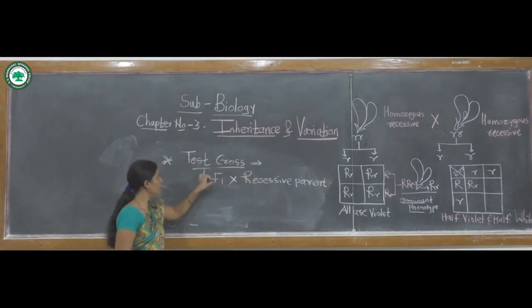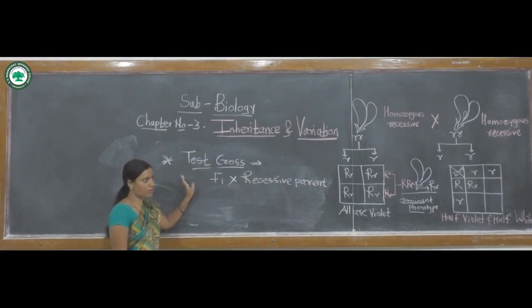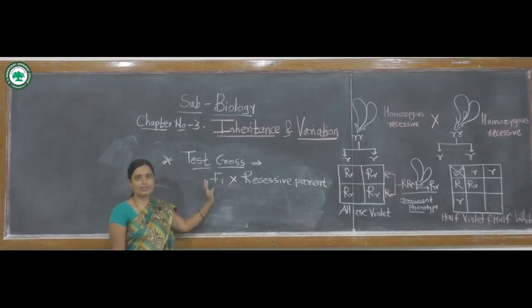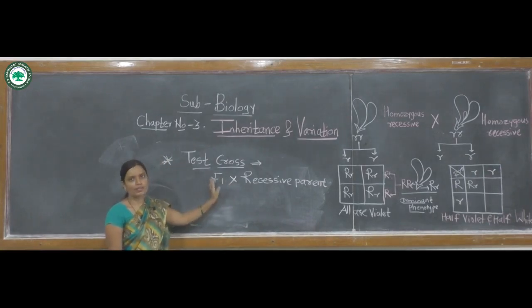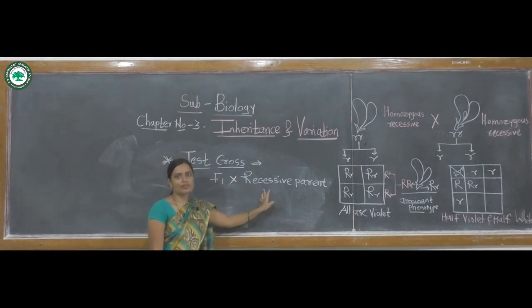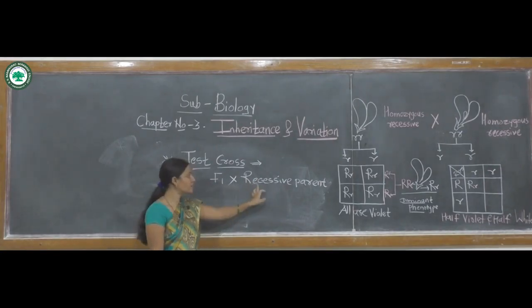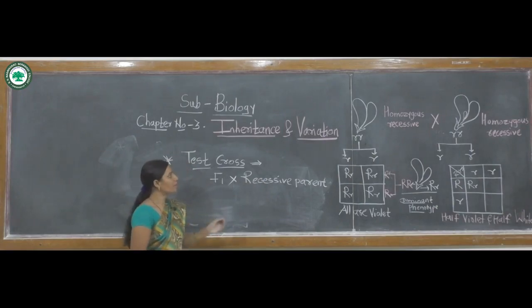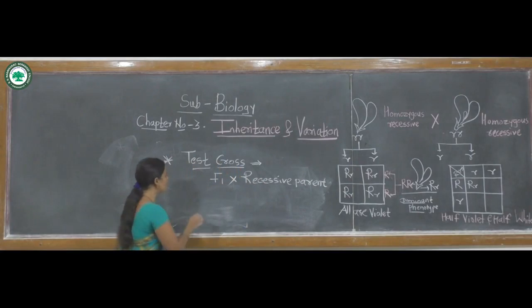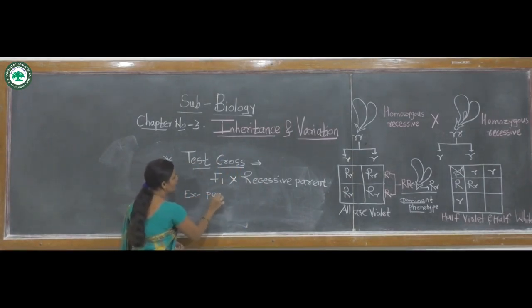Recessive parent. This test cross is also the back cross, but back cross is not test cross. All the test crosses are back crosses, but back crosses are not test crosses. The test cross F1 is a cross with the recessive parent. For example, in garden pea plants, the flower color.